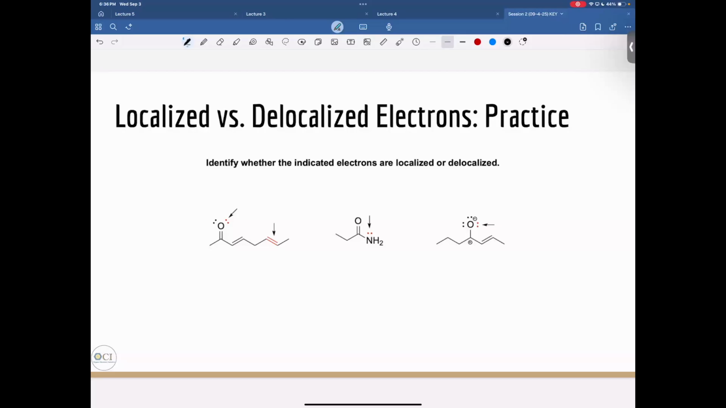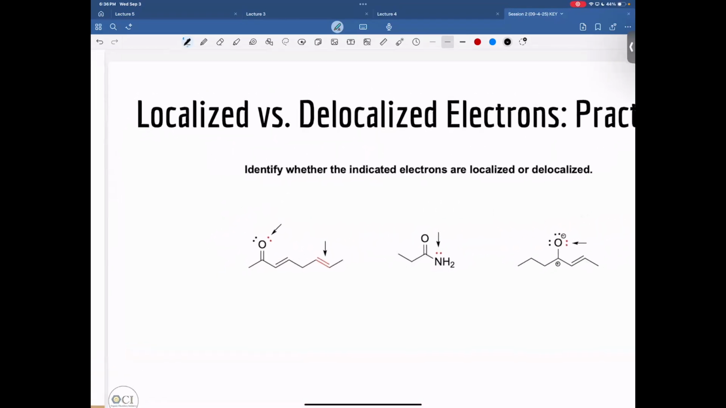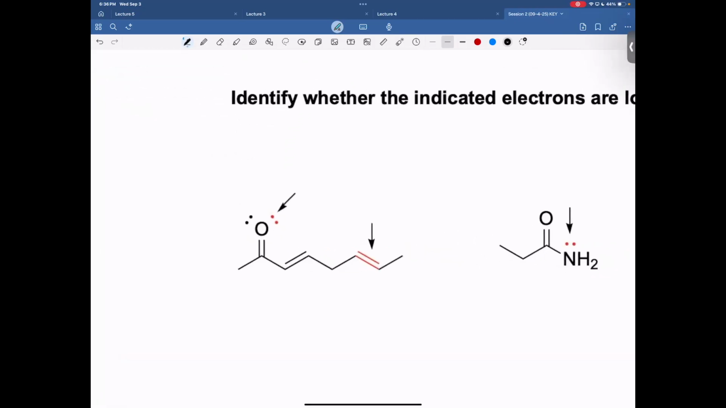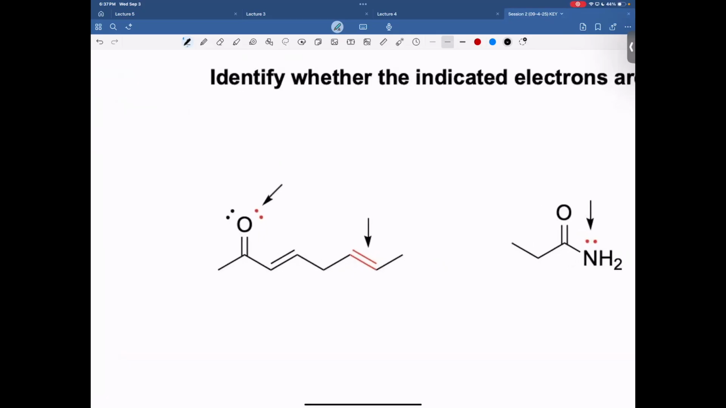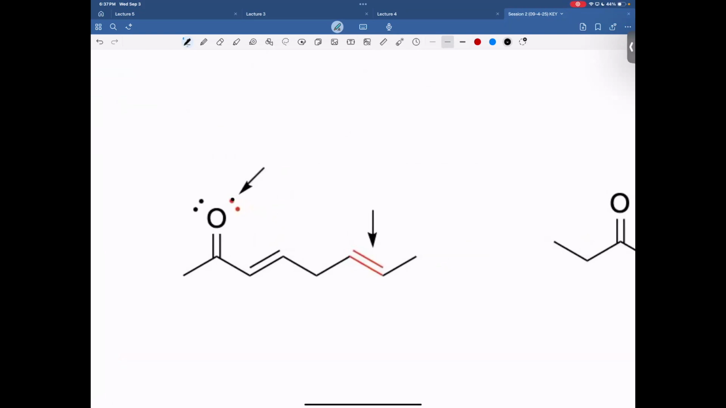Okay. This is also important, being able to differentiate localized versus delocalized electrons. The best way to tell if a source of electrons is delocalized or localized is if you can do resonance with those electrons, that means it's usually delocalized. If you can't do any resonance with those, that means it's localized. So for instance, let's look at this first example. We got a lone pair here, right?